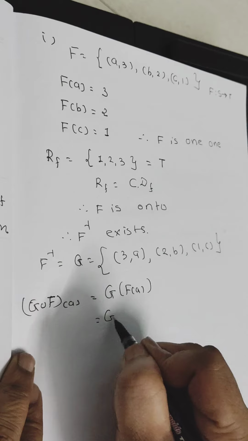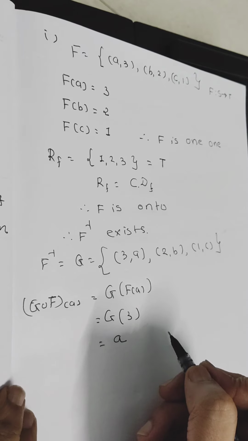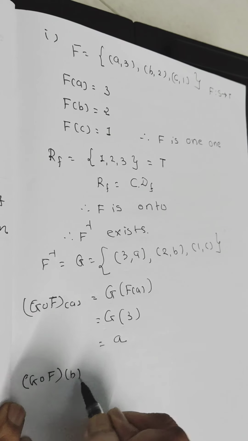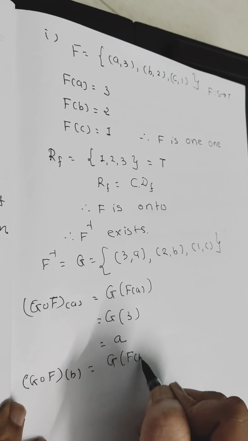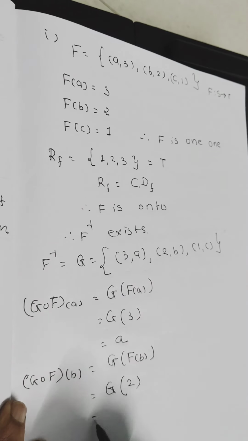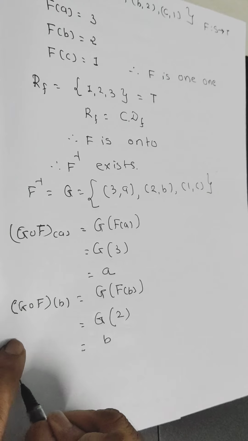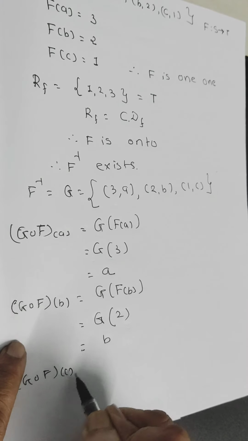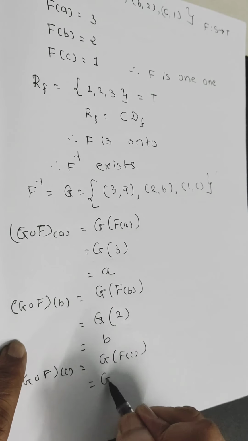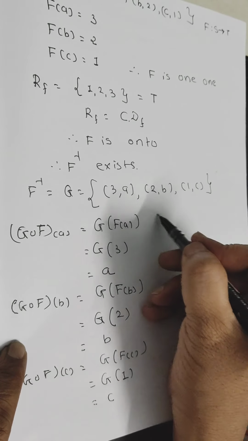G of F A, that is 3, and G of 3 is A. Now G of F B means G of F B. So G of F B, B means 2, and G of 2 is B. Same way G of F C means G of F C. So F C is 1 and G of 1 is C.